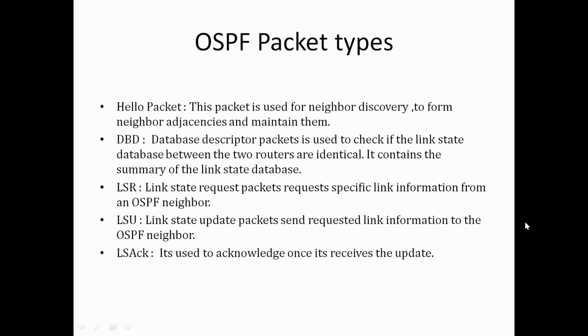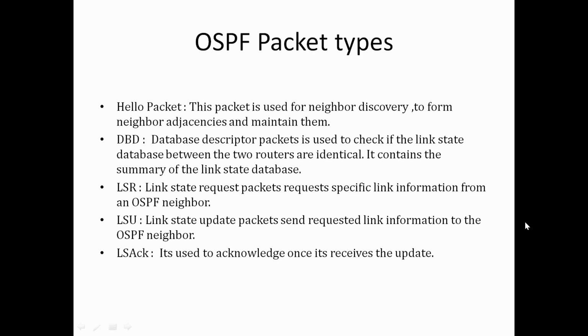And the next one is the database descriptor packet, which is used to check if the link state databases between the two routers are identical. It contains a summary of the link state database. Adjacency is formed when both routers have the same link state information. And the LSR is the link state request packet that requests specific link information from an OSPF neighbor.